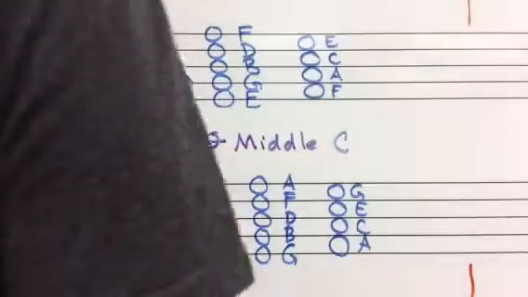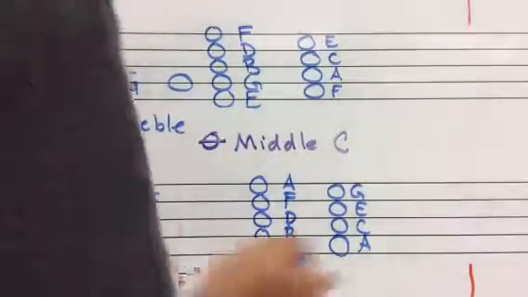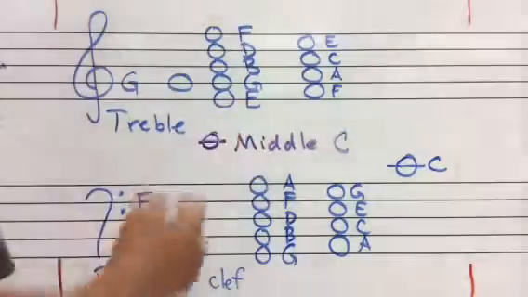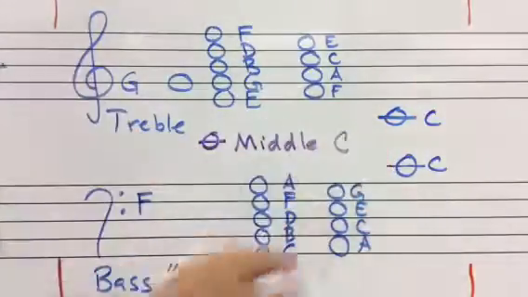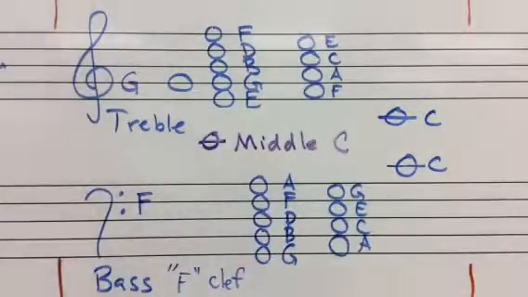So if we were to write that right here, we would write that C, just one extra line, and we have one ledger line above. That's your middle C. If we're writing on the treble clef, we're writing it just one line below, and that's C. So these two are exactly the same pitch. It's just a matter of which one appears in the treble clef and which one appears in the bass clef.